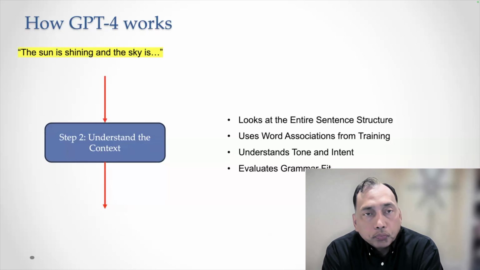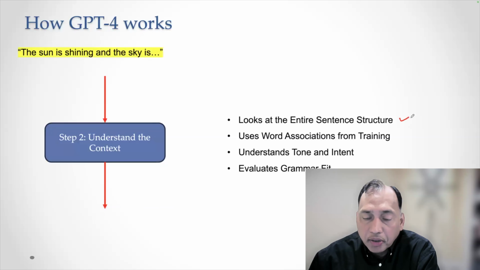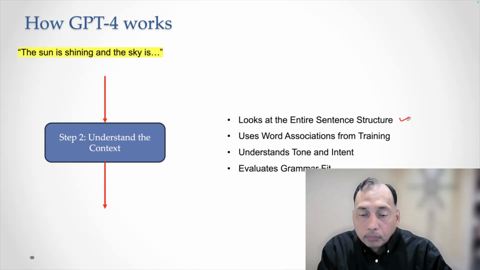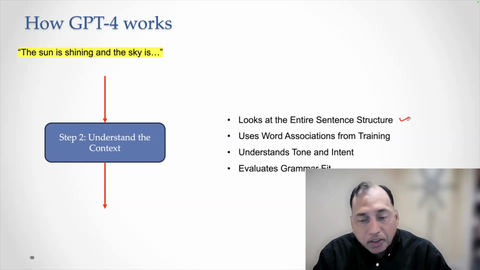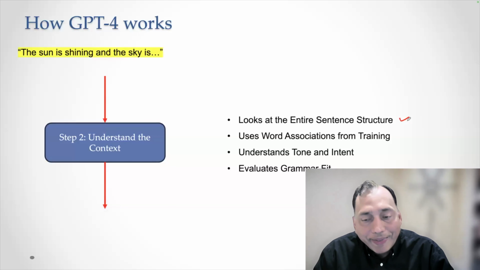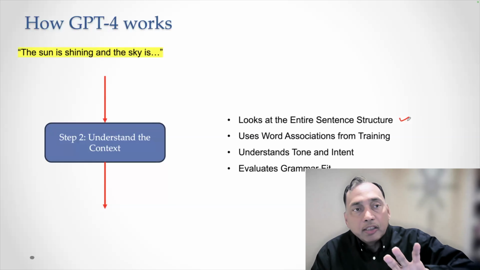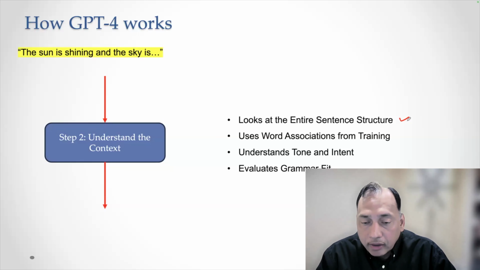And then in step 2, it tries to understand the context. It looks at the entire sentence structure. It's not looking at just the last few words, as used to happen in the past, but at the sentence as a whole before deciding what the next word will be. It captures that the sun is shining, which indicates good weather. And then at the part "and the sky is", the model is trying to come up with a description of the sky which is consistent with the previous part, the sun is shining.